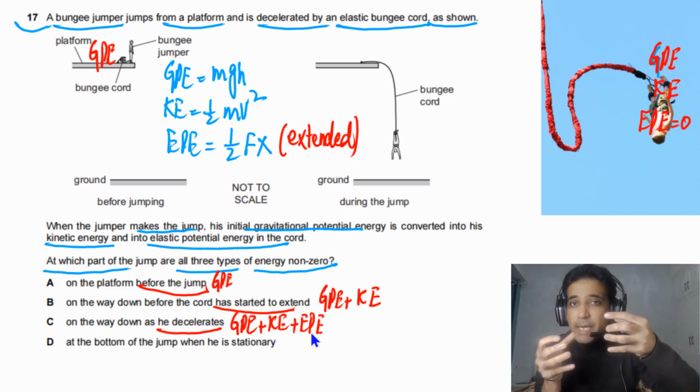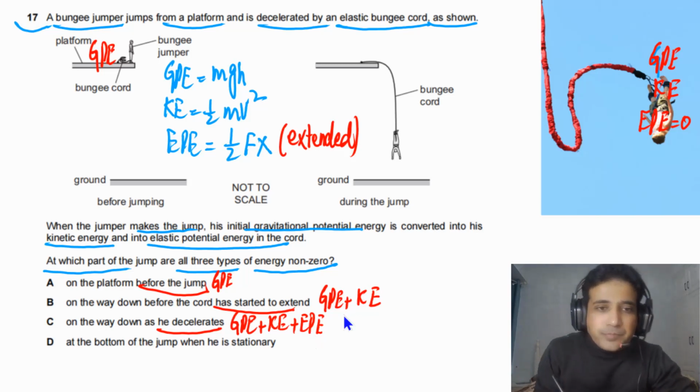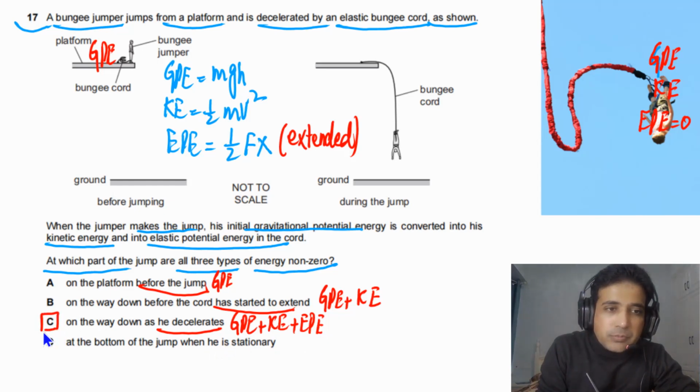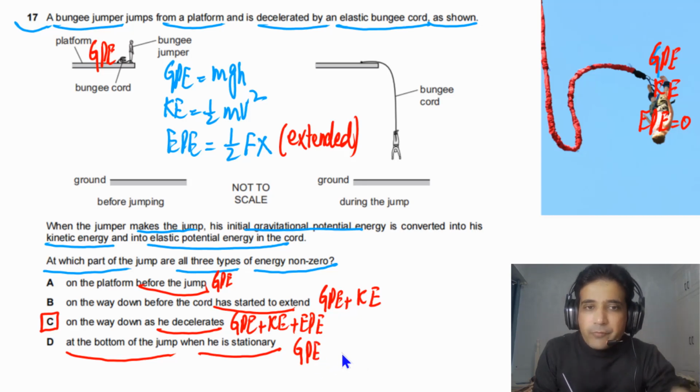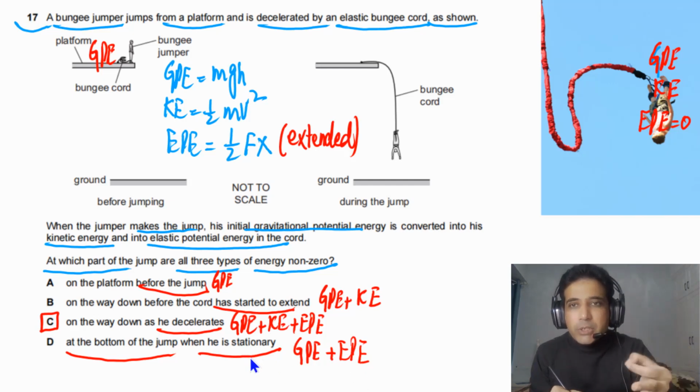Decelerate means that the string has been extended, so the string is pulling upwards. There is tension in the string that is pulling upwards. So this can be the answer. C is a possible answer. At the bottom of the jump, when he is stationary, the person has GPE if we take the ground as a reference, and also has EPE but no kinetic energy because the person is stationary at the bottom. So the answer for this question is C.